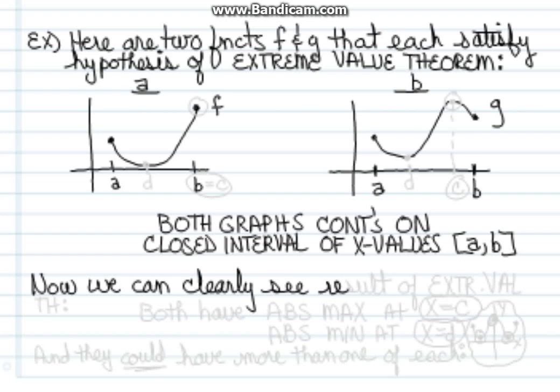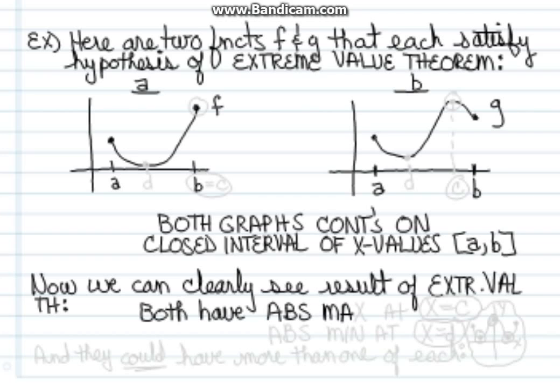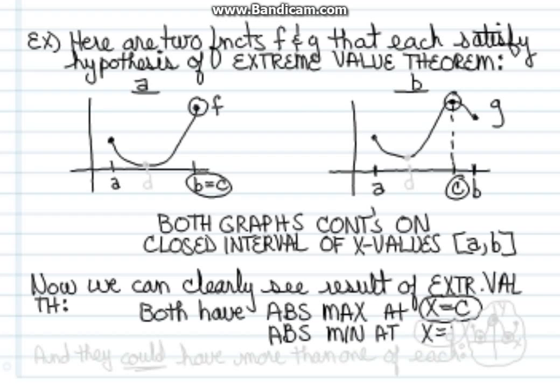Now we can clearly see in the graph the results of this extreme value theorem, and that is specifically that both of these graphs have an absolute maximum at x equals c. That's what I'm going to mark it as, x equals c. Those are absolute maximums, and then they both have absolute minimums at x equals d. Where's d? d is the minimum on the first graph here and on the second graph here.